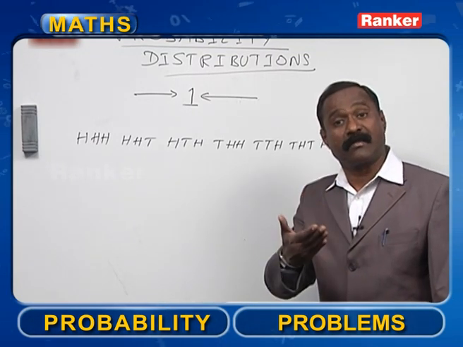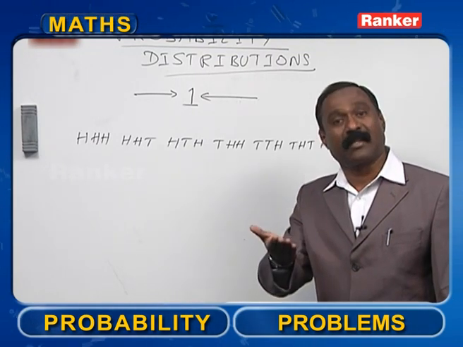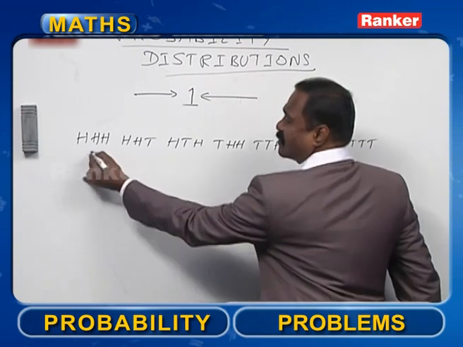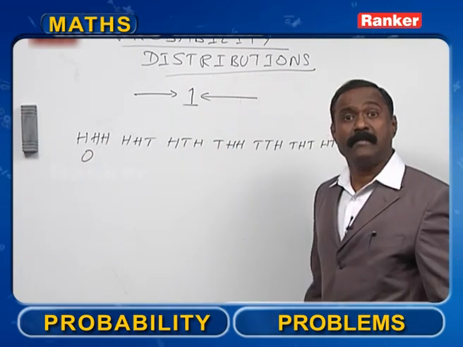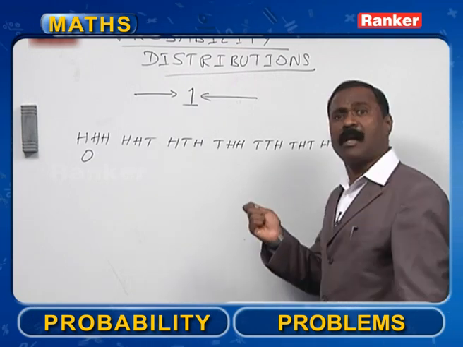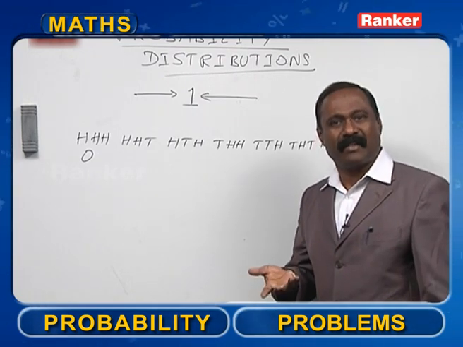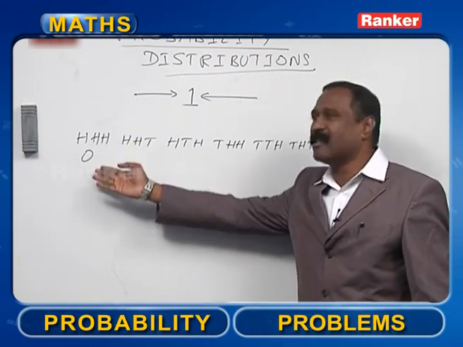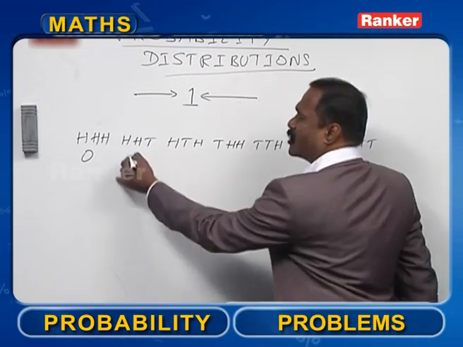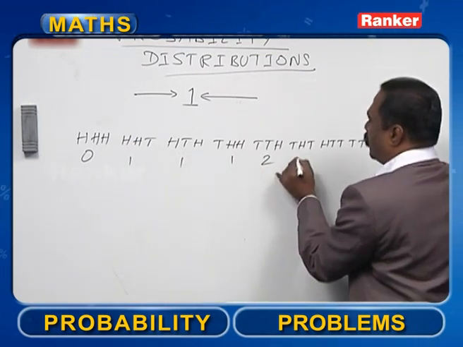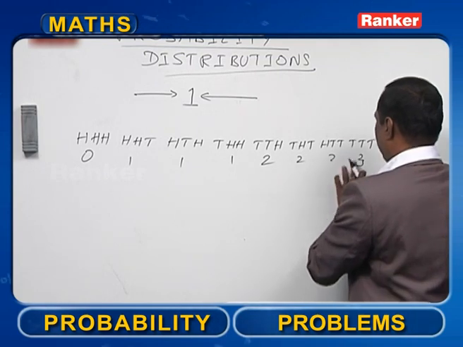What is our success here? Getting a tail is our success. Let me write, for each of the outcomes, our success, which is nothing but getting a tail. It is 0 in the first case, and in this case it is 1, it is 1, it is 1, it is 2, it is 2, it is 2, and it is 3.